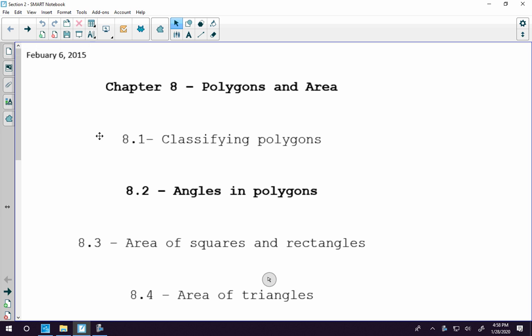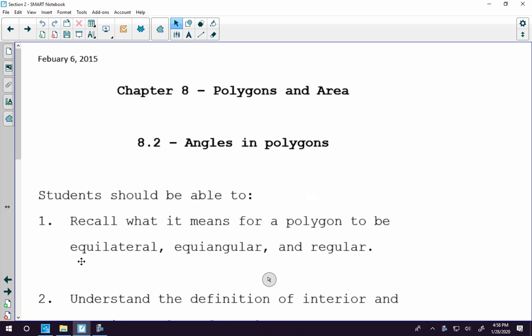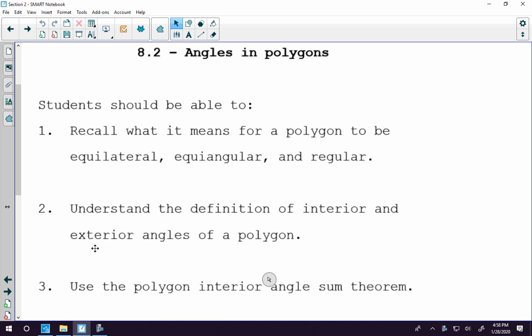Okay, class, what we're going to talk about today is, again, chapter 8, which is about polygons and area. Today we're going to focus on angles in polygons, whether we're talking about the interior angle sum theorem or the exterior angle sum theorem. Okay. Objective 1 is recalling what it means for a polygon to be equilateral, equiangular, and regular.